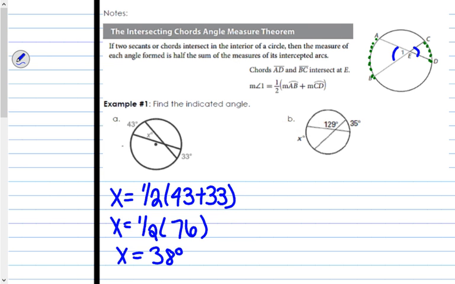We will do example B together in class, but again, if two chords intersect, the measure of the angle is equal to half of the sum of the intersected arcs.